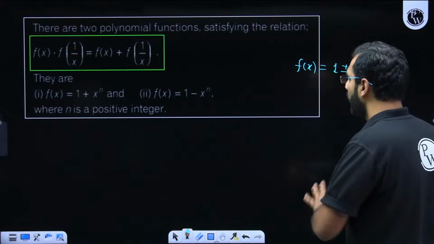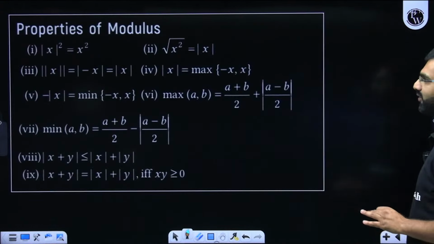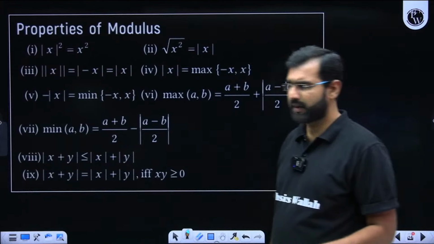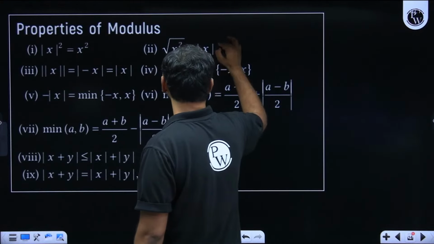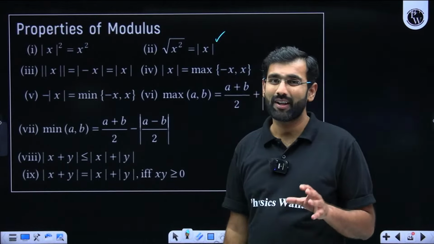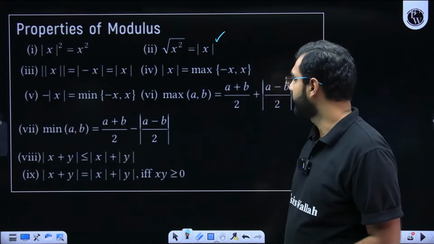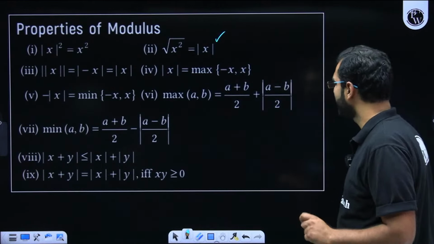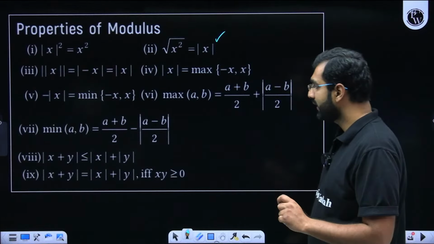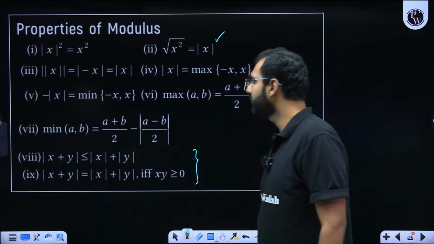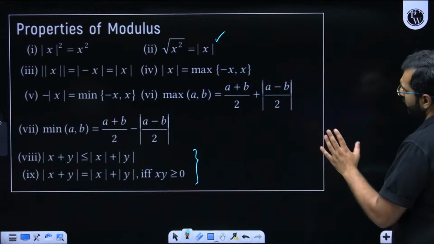Now, I hope you'll remember this result very clearly. Some properties based on modulus you are all aware of, but something very crucial, where students commit a lot of mistakes, is that under root of x square is always mod x. Something very simple and straightforward: please remember these two identities. I wouldn't say much about the rest of the things, you are all aware of them.